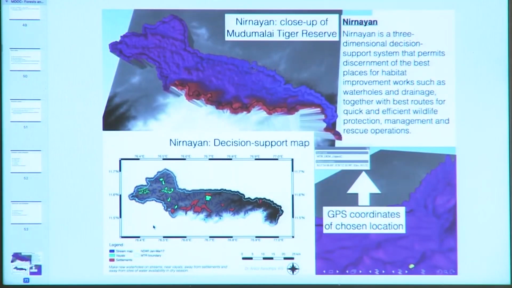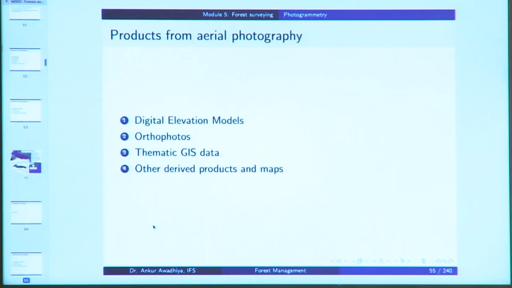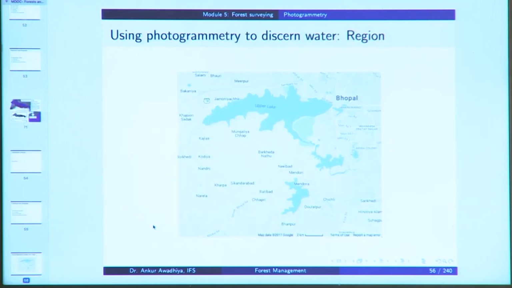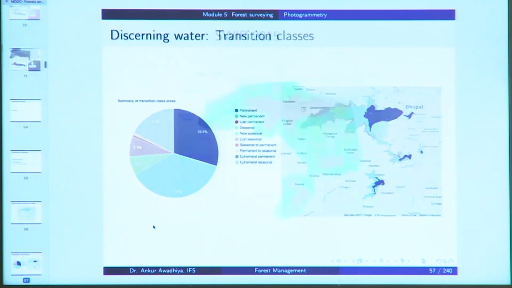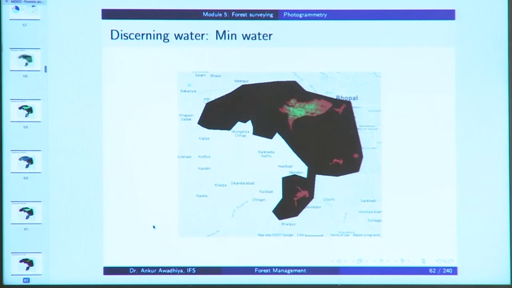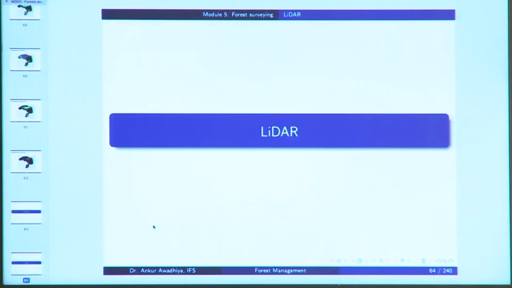And then we looked at how we make use of photogrammetric principles to get a 3D view, and here we saw a 3D view of the Madhubalai Tiger Reserve, and we are also getting certain thematic information such as where the streams are located. Next we had a demonstration of this 3D video. Then we saw how we can use photogrammetry to discern water in a region, taking the example of the Bhoj lake or the upper lake in Bhopal.